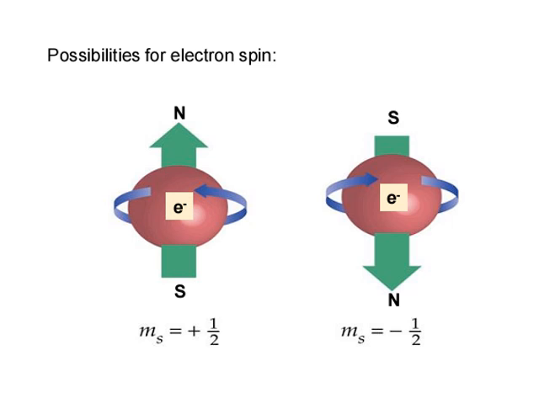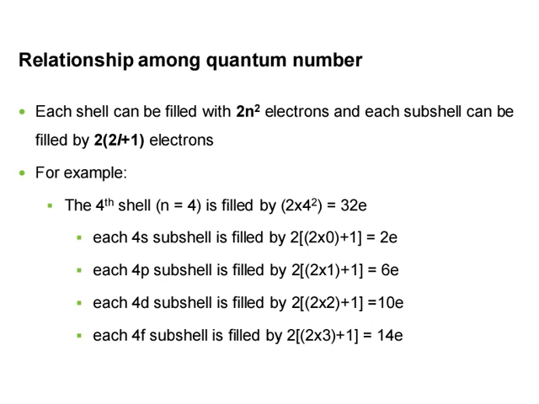Right, so the relationship: each shell can be filled by 2n² electrons, and each subshell can be filled by 2 times (2l plus 1) electrons. For example, n equal to 4 is filled by 2 times 4 squared, so you have 32 electrons. Such a shell will be filled by 2 times (2 times 0 plus 1), 2 times (2 times 1 plus 1), 2 times (2 times 2 plus 1), 2 times (2 times 3 plus 1). So these are the subshells: 2, 6, 10, 14, giving 32 electrons.